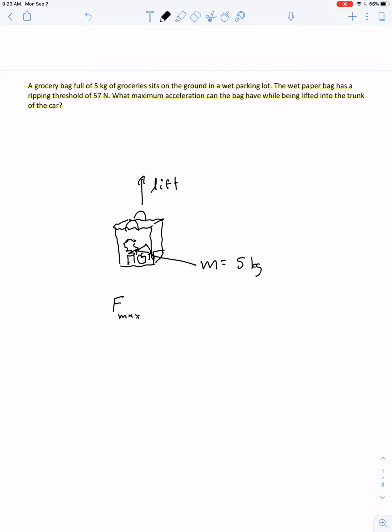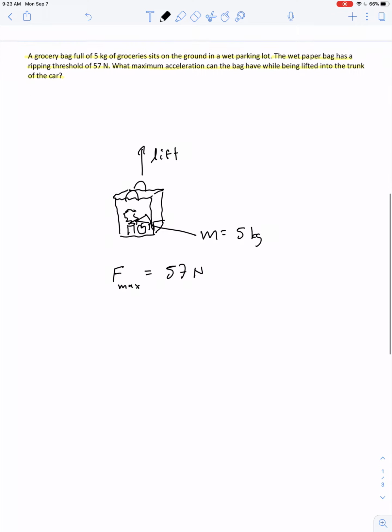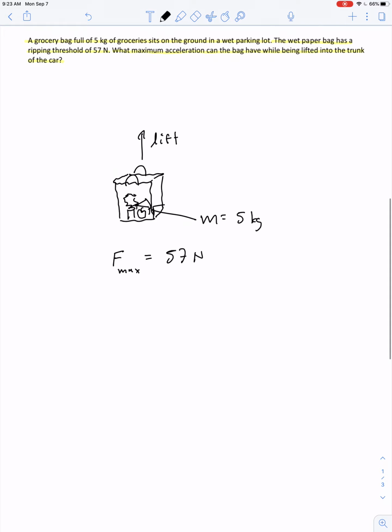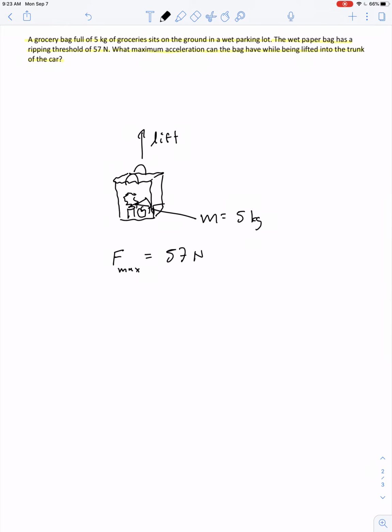And the maximum force that the bag can provide to those objects is 57 newtons. Okay, here's where a really important type of diagram comes up. You're going to be making things known as FBDs, not just for the rest of this unit of study, but really the rest of your study of physics.